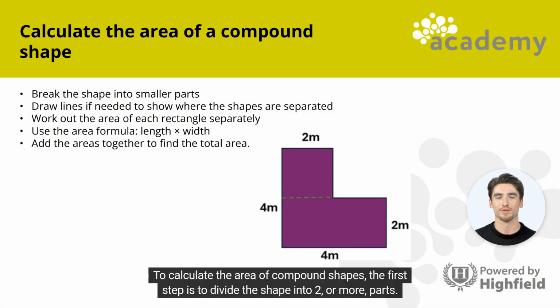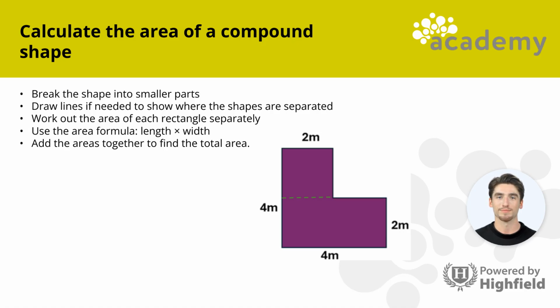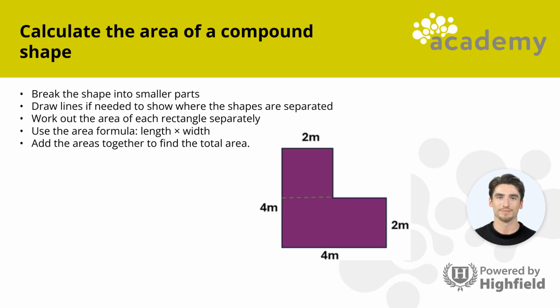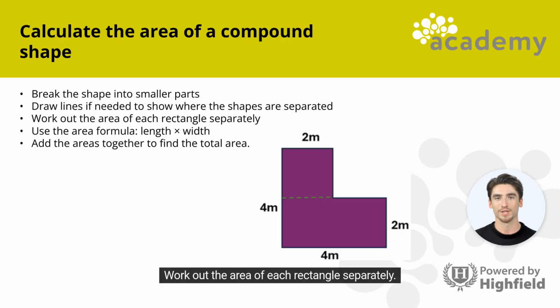To calculate the area of compound shapes, the first step is to divide the shape into 2 or more parts. Draw lines if needed to show where the shapes are separated. Work out the area of each rectangle separately. Use the area formula of length multiplied by width. Add the areas together to find the total area.